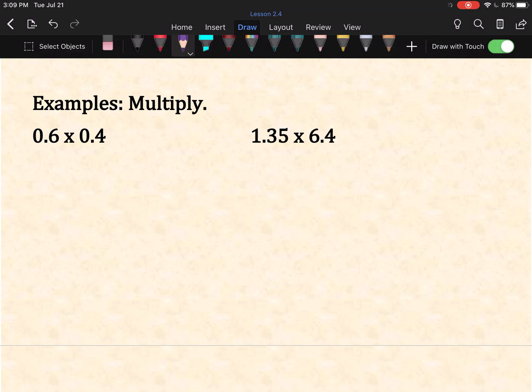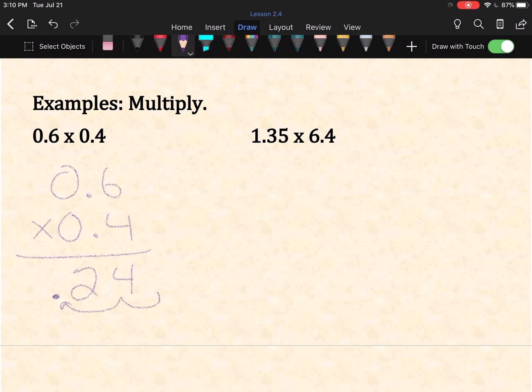Now, multiplying. 0.6 times 0.4. We can ignore the decimal points while we do the basic multiplication. 4 times 6 is 24. Now, 0.6 has 1 decimal place, and 0.4 has 1 decimal place. That means we need 1 plus 1 is 2 decimal places in our answer. To get them, we start at the right edge and count back 1, 2 places, and put in our decimal point. 0.24 is the answer.